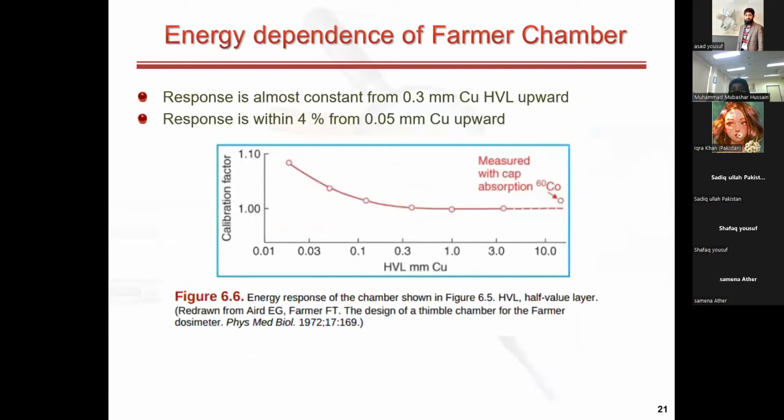If we see the energy dependence of this Farmer chamber, you can see that beyond 0.3 mm copper HVL, its response is almost constant. We don't see any variation in the response of the thimble chamber. However, for lower energies, its response may vary up to 4%. So that is why it can be used for all those energies having 0.3 mm copper HVL and above.